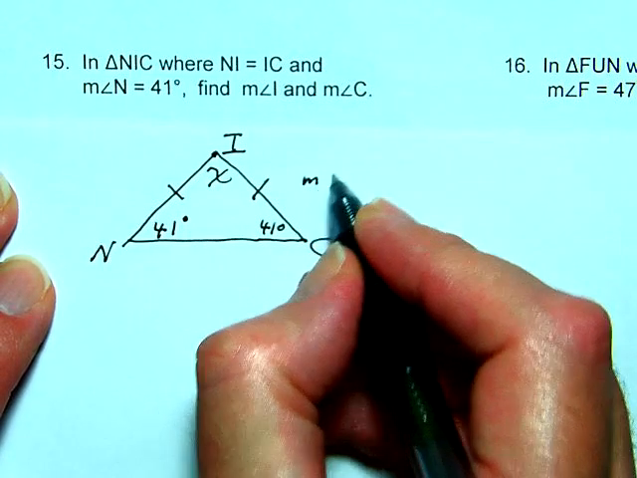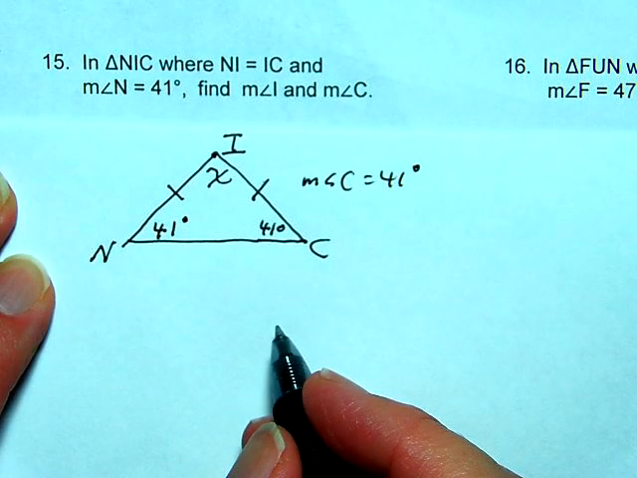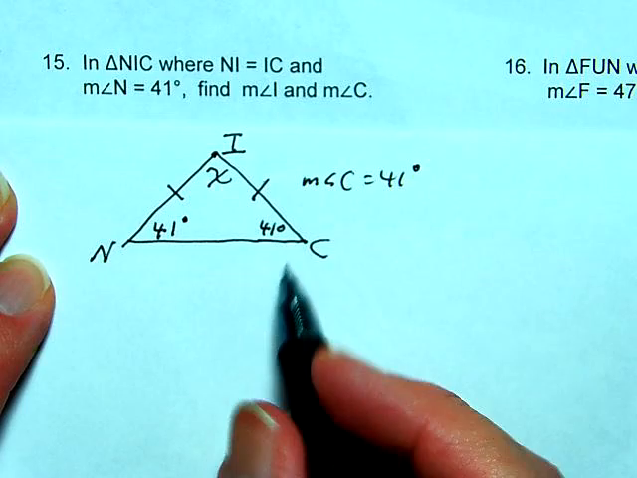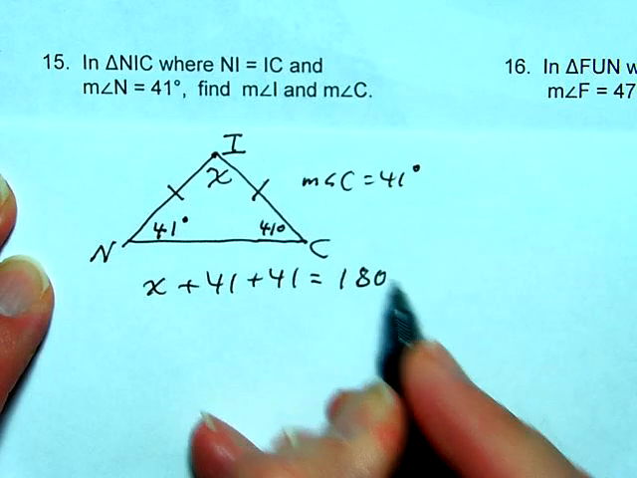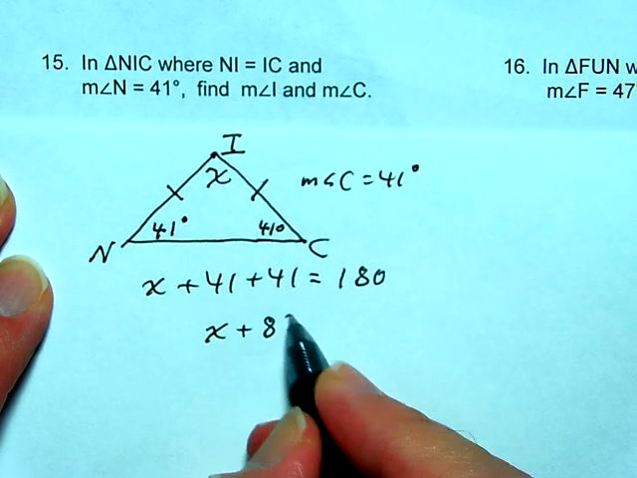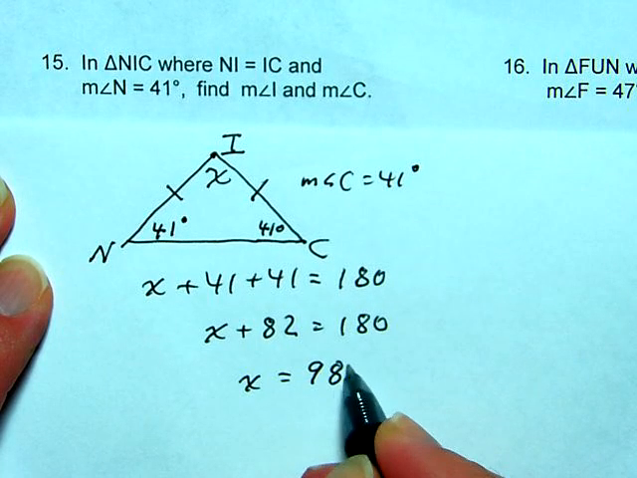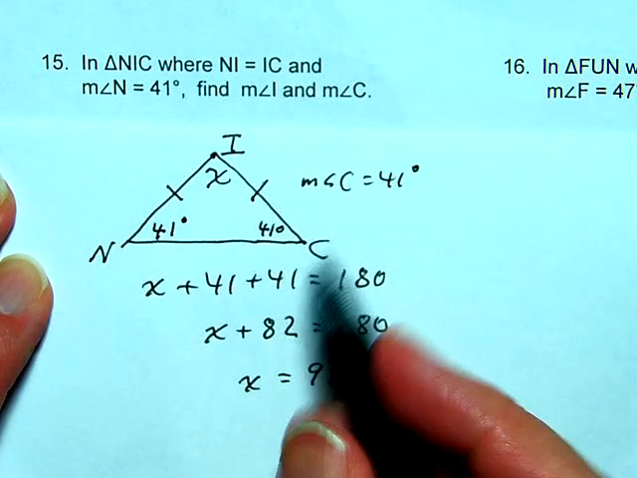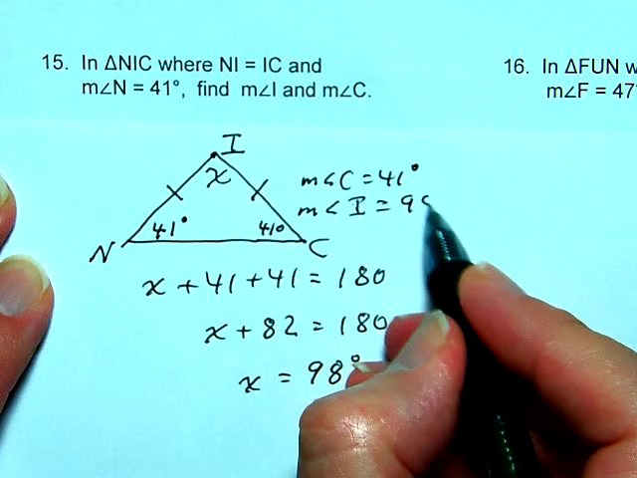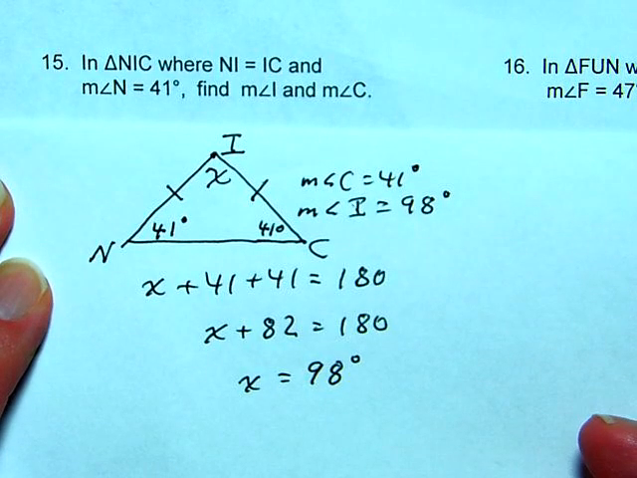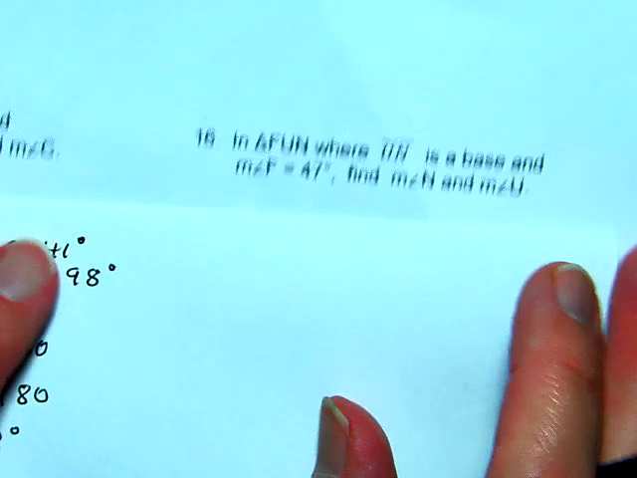We don't know I, we can call it X, but once again, we've come very far, and we've already identified that the measure of angle C is equal to 41. So in order to figure out the measure of angle I, we'll solve the equation X plus 41 plus 41 equals, you got it, 180. Or X plus 82 equals 180, or X is equal to 98 degrees. Well, X is the measure of angle I, so the measure of angle I is equal to 98 degrees.